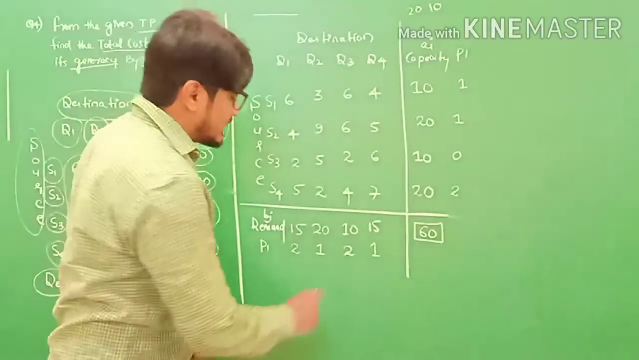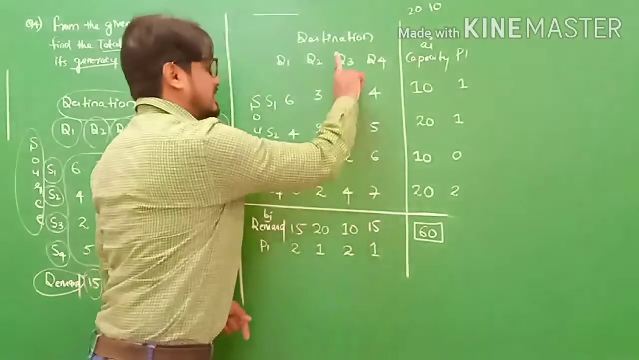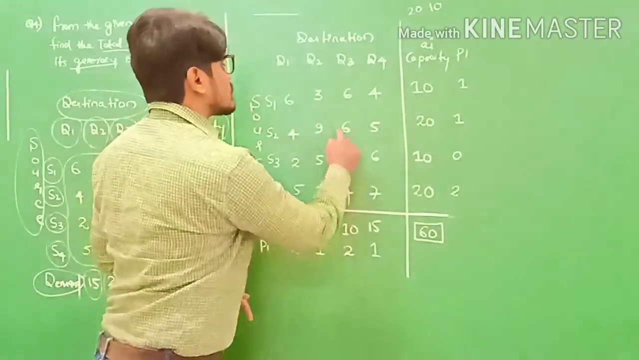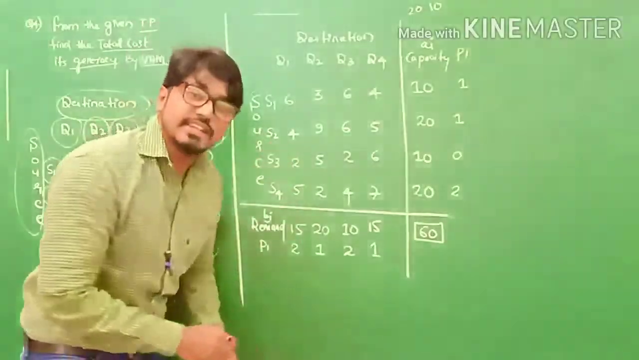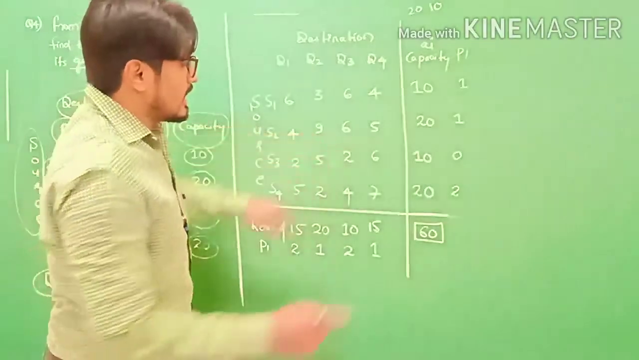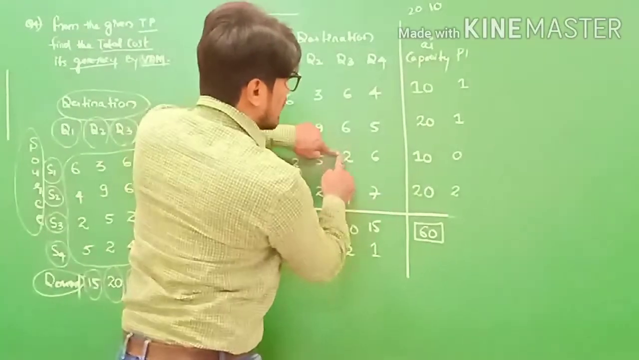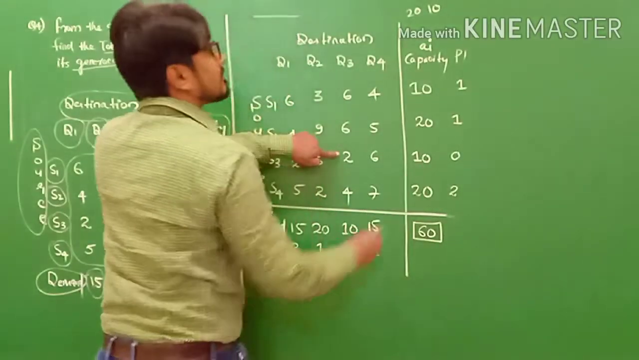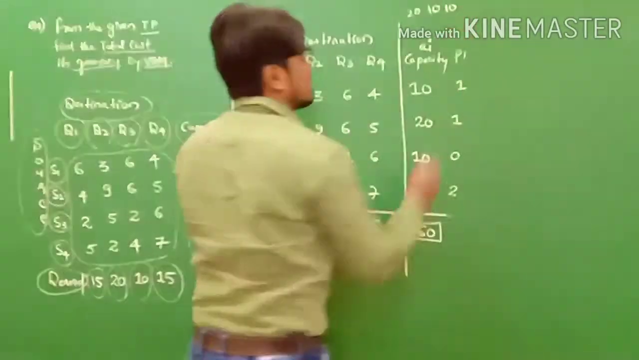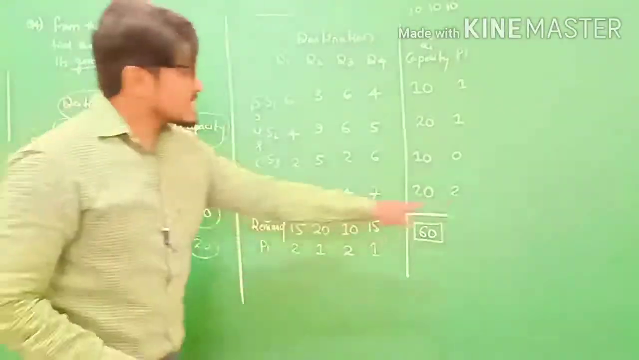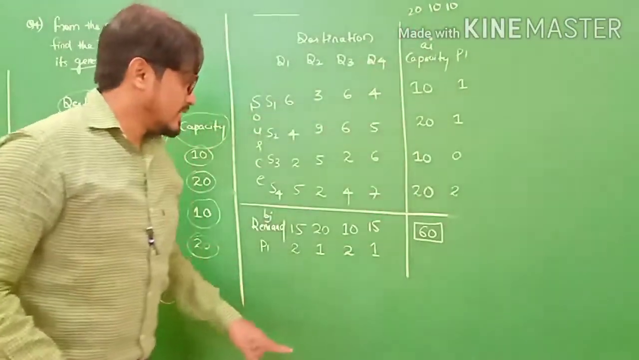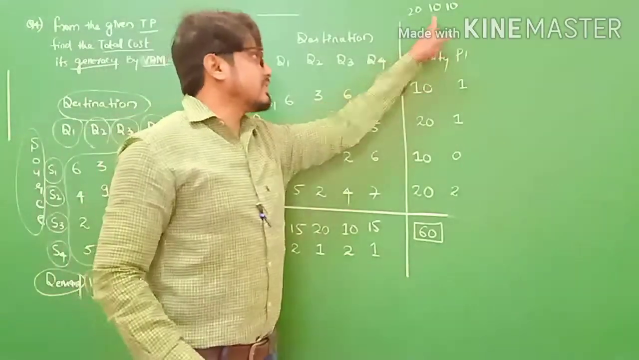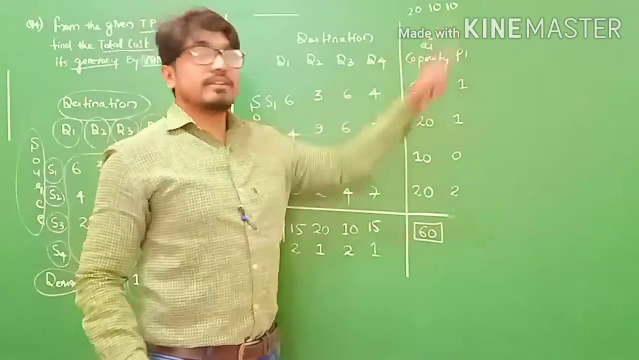Let us check the last 2 also. If I select this 2, I enter here. If I enter here: 4, 2, 6, 6. Which is the least? 2 is the least. Again, if I select this 2, I go to AI and BJ: 10 and 10. See, the first 2 is 20, the second 2 is 10, and the third 2 is 10.